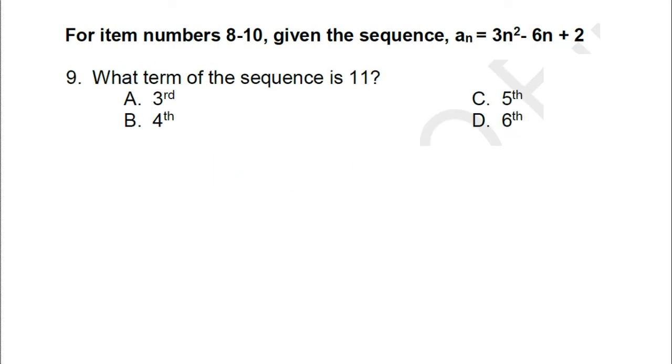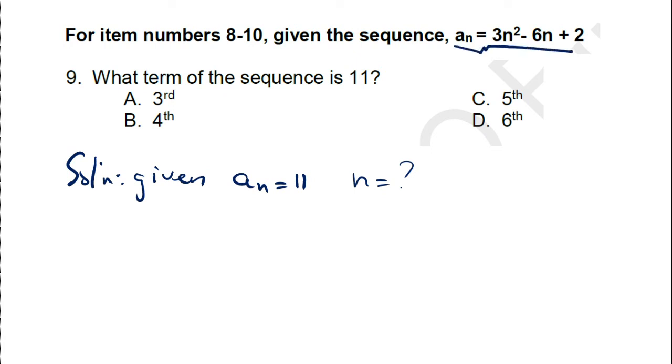Let's have number 9. What term of the sequence is 11? Solution for this: given that a sub n is equal to 11, we're going to find the value of n. How to do that? Let's substitute the value of a sub n in this formula. We have 11 equals 3n squared minus 6n plus 2.